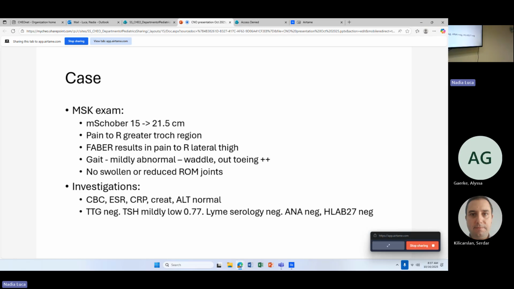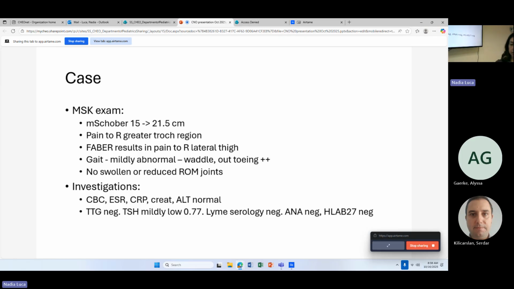He'd had a workup before coming to me. He had actually seen orthopedics first, so that's who referred him. Generally, his labs were all completely normal. ESR and CRP were normal. His TTG was negative. TSH was probably not significant, but mildly low. They did Lyme serology, ANAs, and HLA-B27. So everything was really unremarkable.